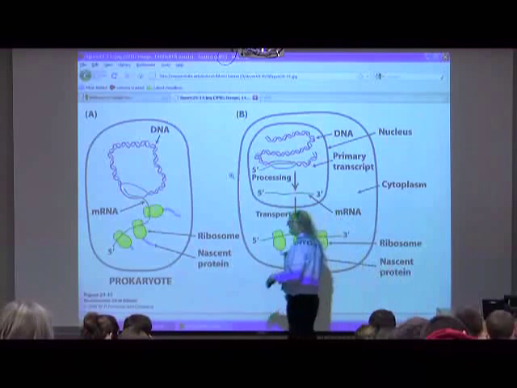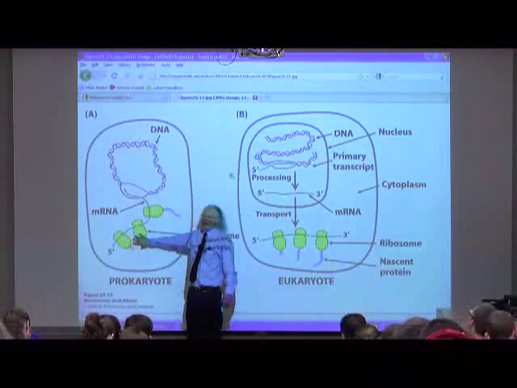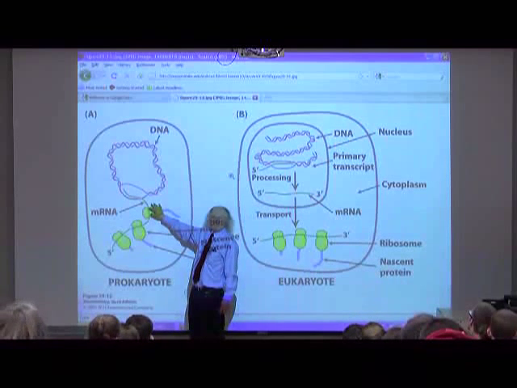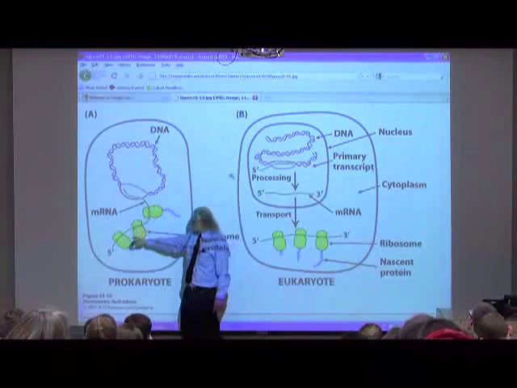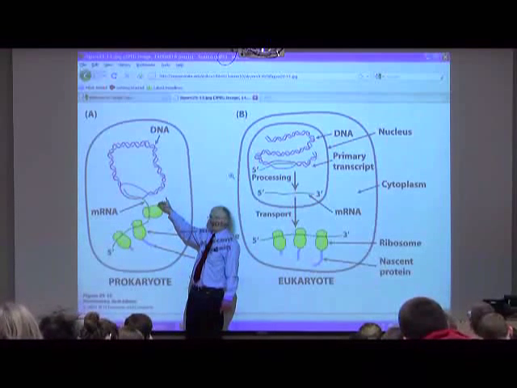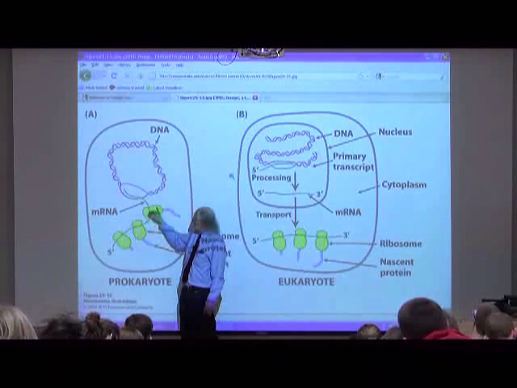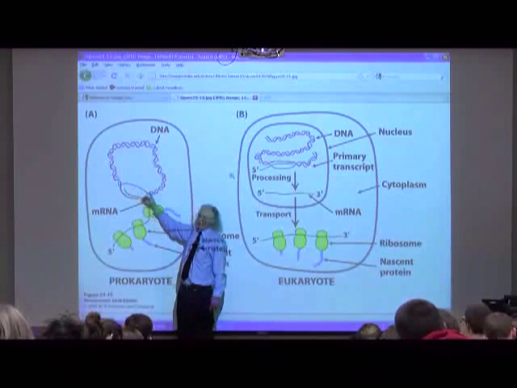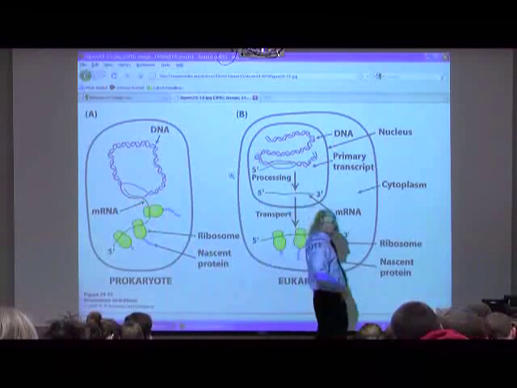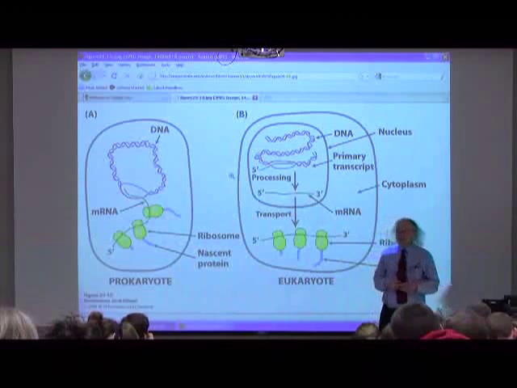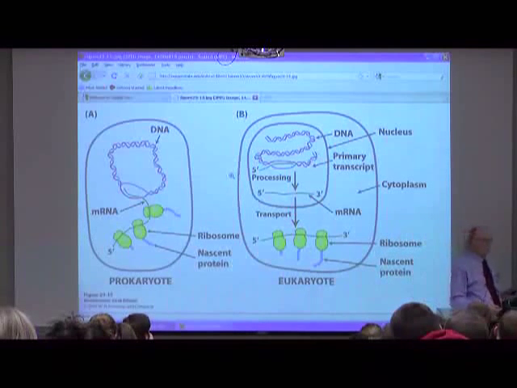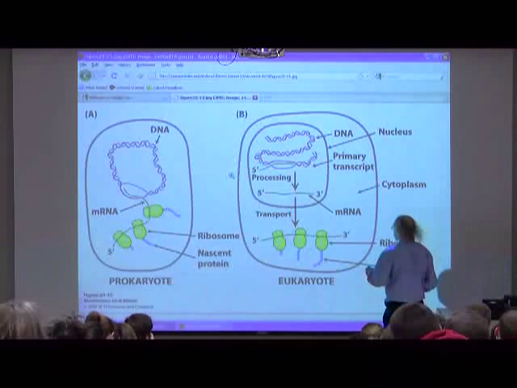Another thing we discover in prokaryotic cells is because these processes are occurring in the same place, they can occur at almost the same time. Translation can follow transcription fairly readily, so we can actually see both processes occurring as a messenger RNA is being made. In eukaryotes, that's not possible because they're occurring in different places. One in the nucleus, one in the cytoplasm.